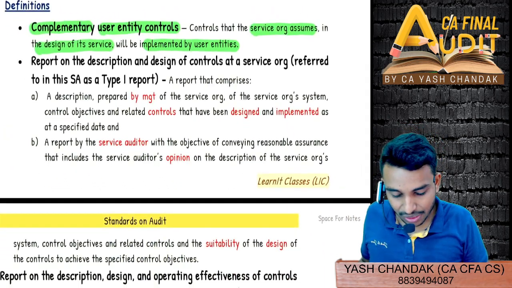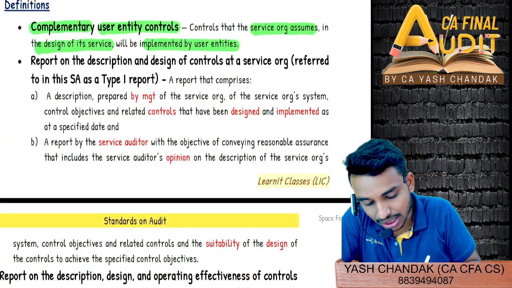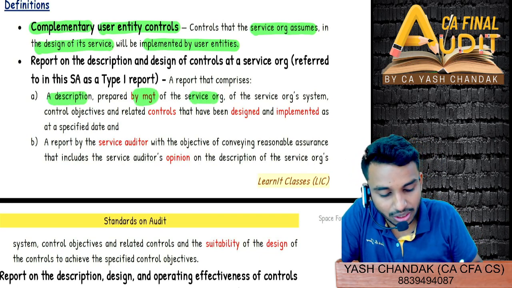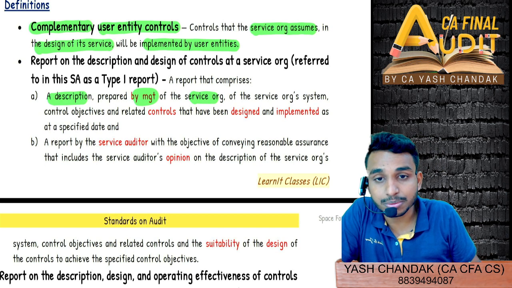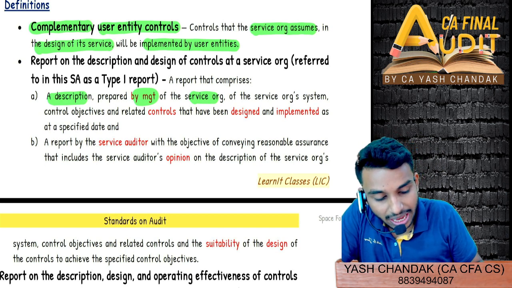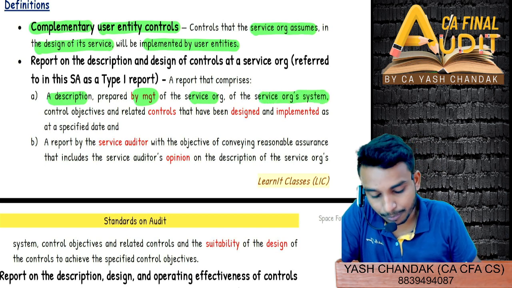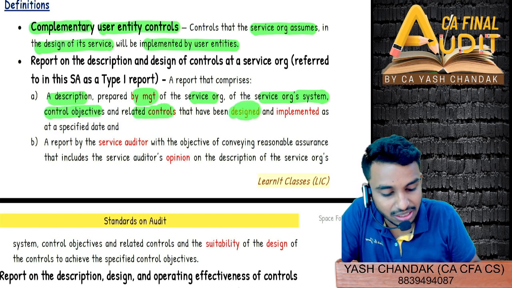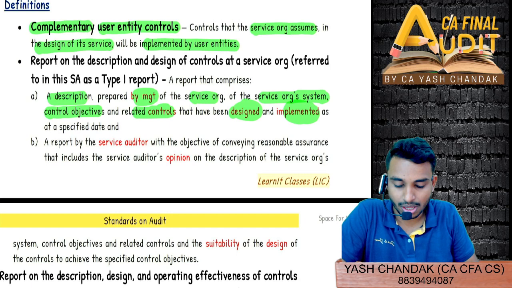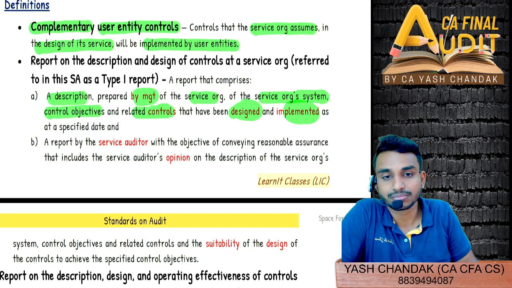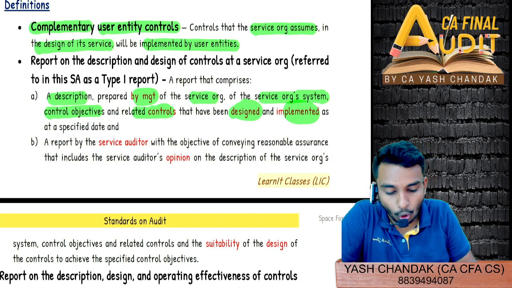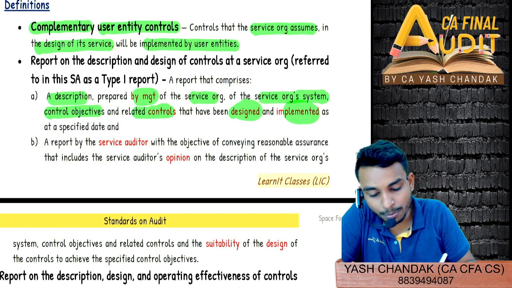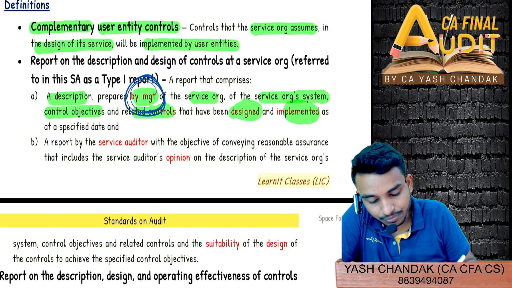So see here, type 1 report is a description prepared by the management of the service organization, a description about the service organization's system and control objectives and related controls that have been designed and implemented as at a specified date. That means at a particular date, what all controls there are will be described by the management.